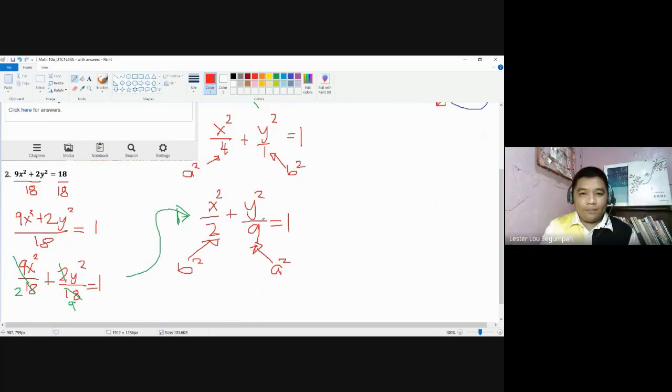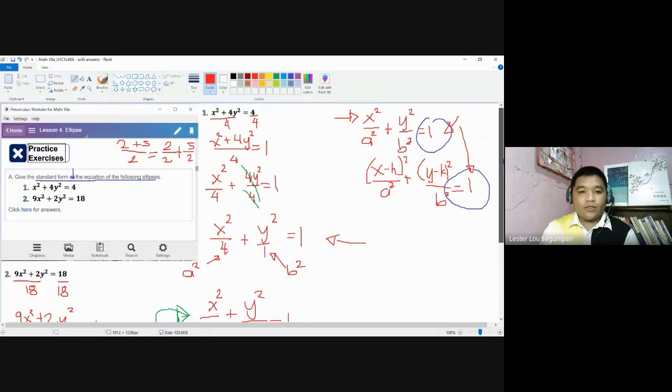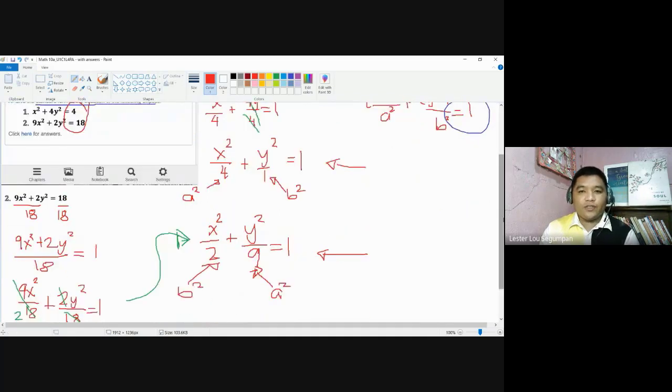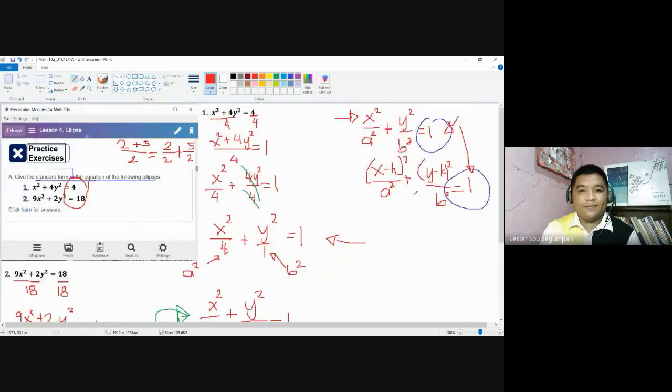But anyway, that's not the concern of this practice exercise. I'm just mentioning it to you because in the next practice exercise, we shall determine the different important points and parts of the ellipse, and soon we will know if this is really stretching horizontally and this one is vertically. Again, the goal here is to make the right-hand side equal to 1 and use the concepts of division of polynomials.